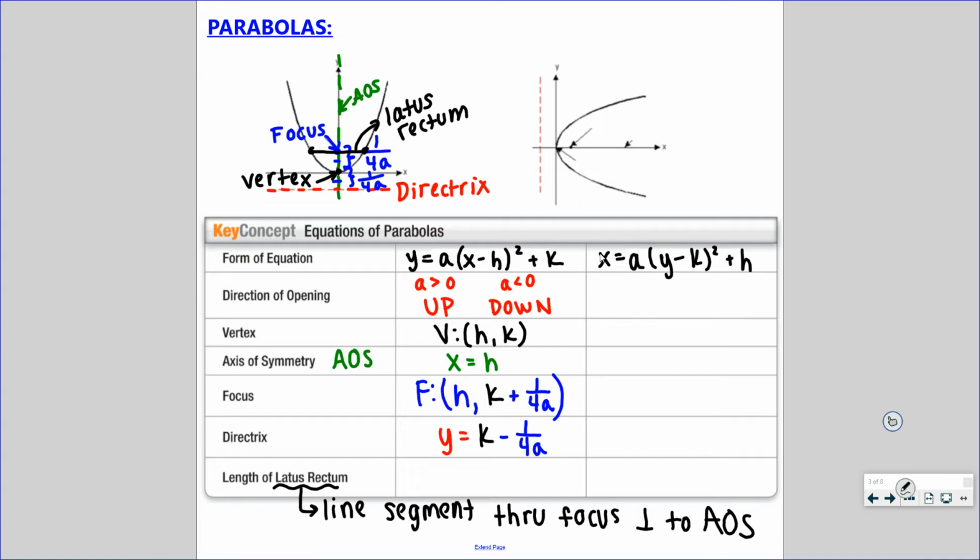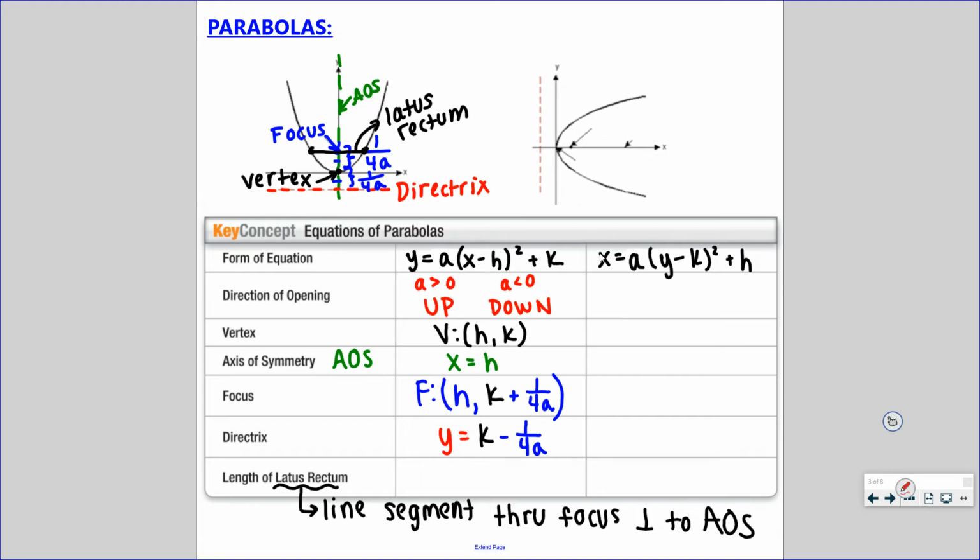All right, so if the equation looks something like this, an easy way to figure out which way it's going to open is to check which variable is being squared. If x is being squared, it's going to be up or down. If y is being squared, it's going to be one of these left or right parabolas. Okay?